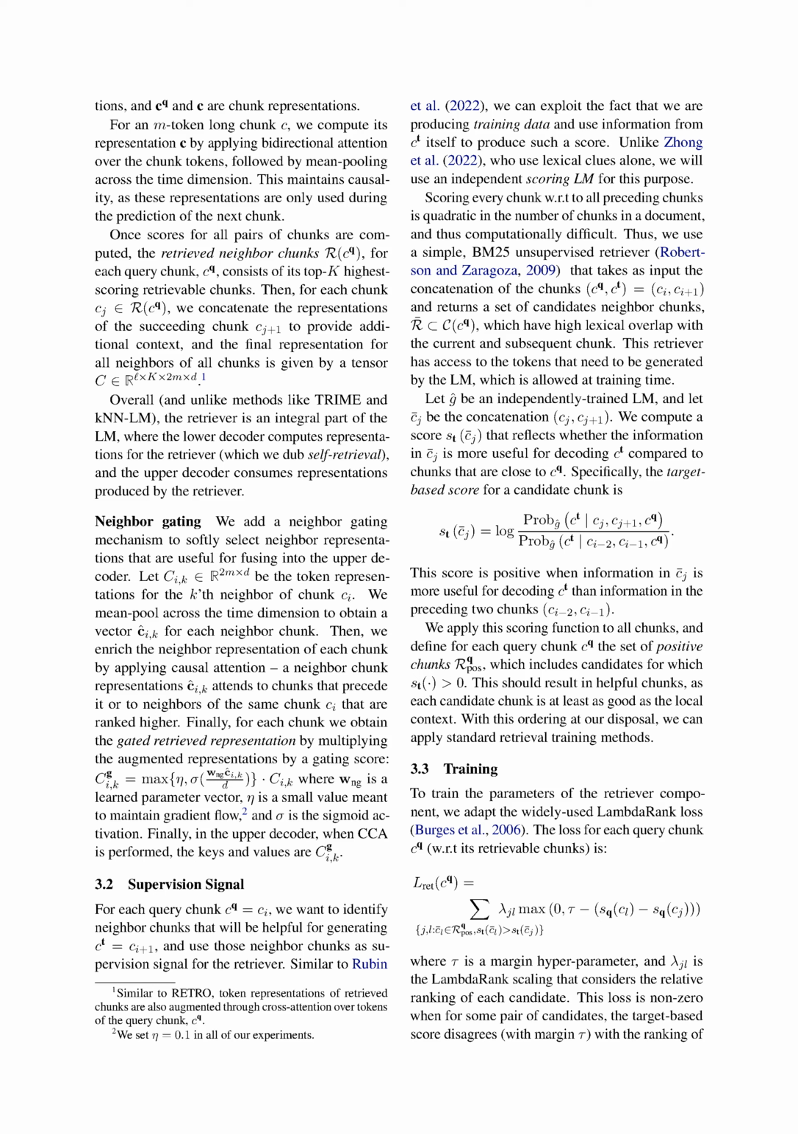Section summary. To train the retriever component, the lambda rank loss is used, which considers the relative ranking of each candidate. The loss is non-zero when the target-based score disagrees with the ranking of the query-based score for candidates in R_pos_Q. The final loss is a combination of the standard LM loss and the retrieval loss, with the retrieval loss coefficient increasing linearly in the first 100K steps and tau increasing linearly during training.